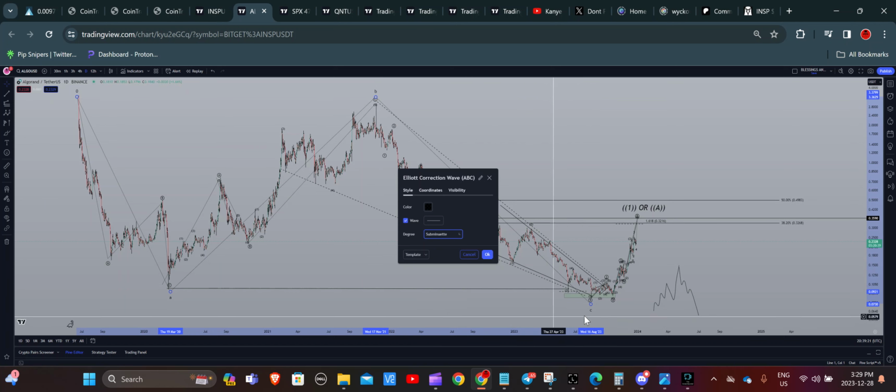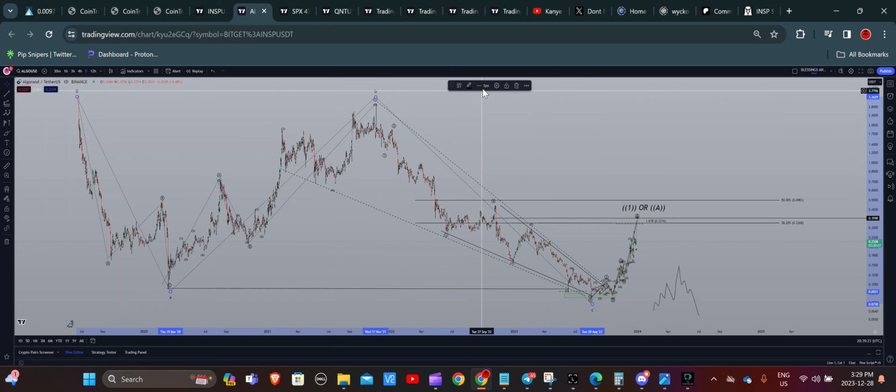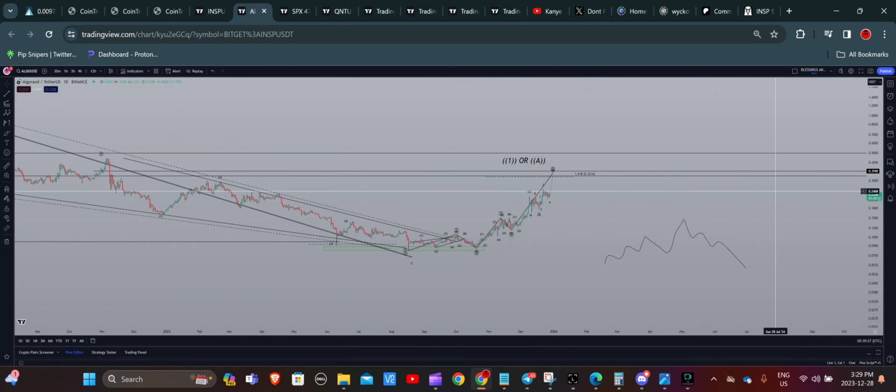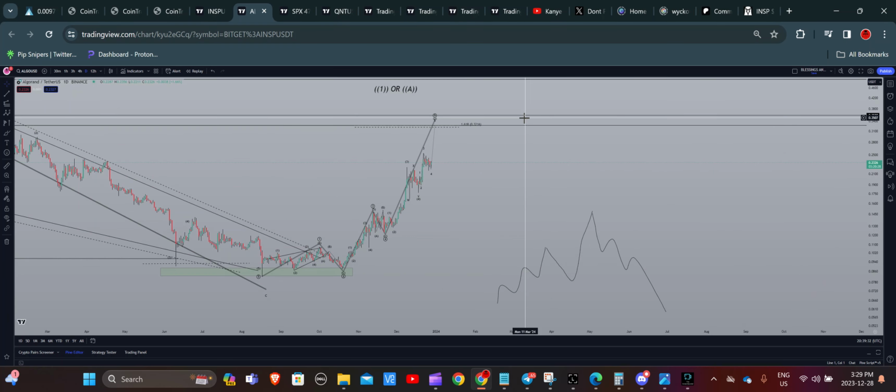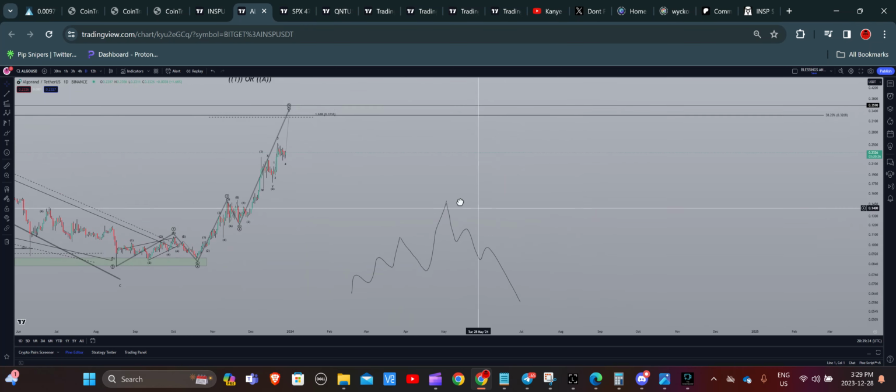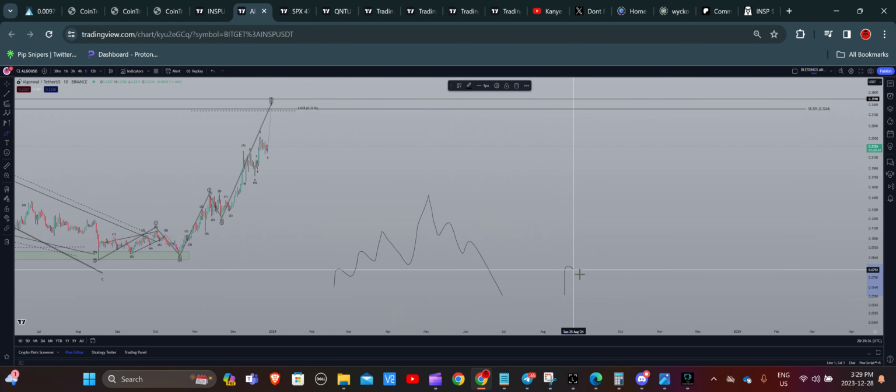Okay, just like that. And now we're starting our impulsive move up. So, but at the same time, it's good to lock in profits because there's no guarantees, right? So this could be your 5 waves. This is your A wave, come down for a B wave, and then you have a C wave to the upside before continuing the trend.